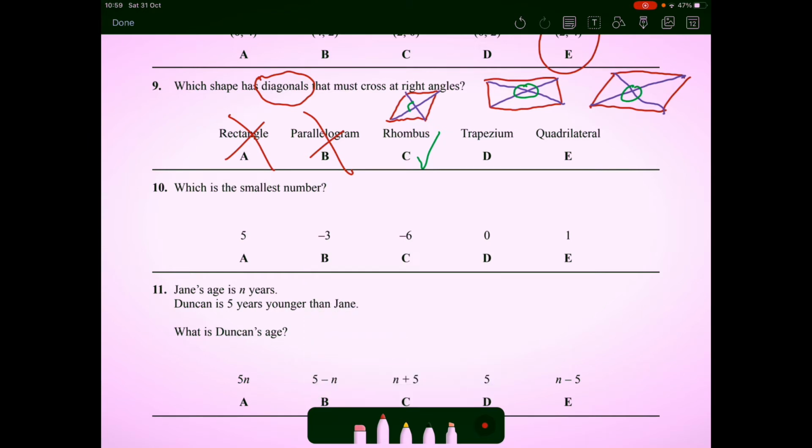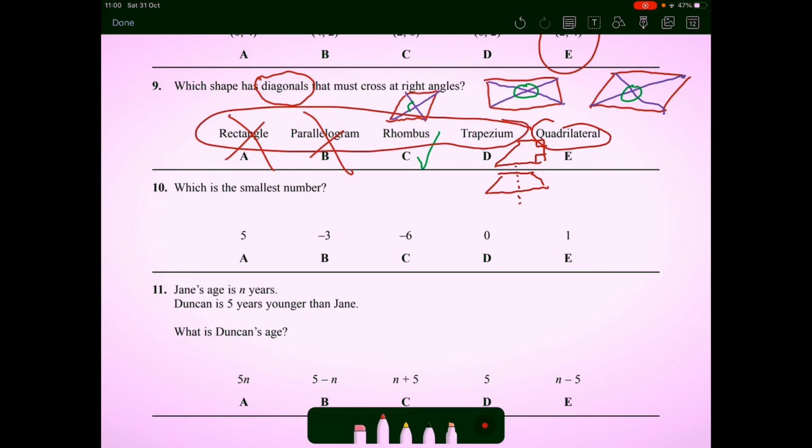A trapezium, it can't be this because there's actually more than one type of trapezium. You could have an isosceles trapezium, like that with a line of reflection down the middle. We could have a right angle trapezium. And a quadrilateral is basically any of these shapes at all. All of those shapes are quadrilaterals. So quadrilateral is just any four-sided shape.